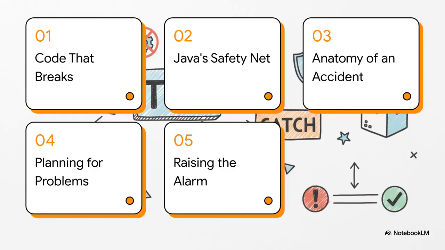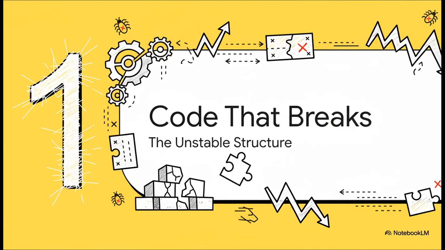All right, so here's the plan. We're going to talk about what makes up Java's safety net, the anatomy of these accidents, how to plan for them, and finally, how to raise the alarm yourself. Let's jump in. First up, code that breaks.